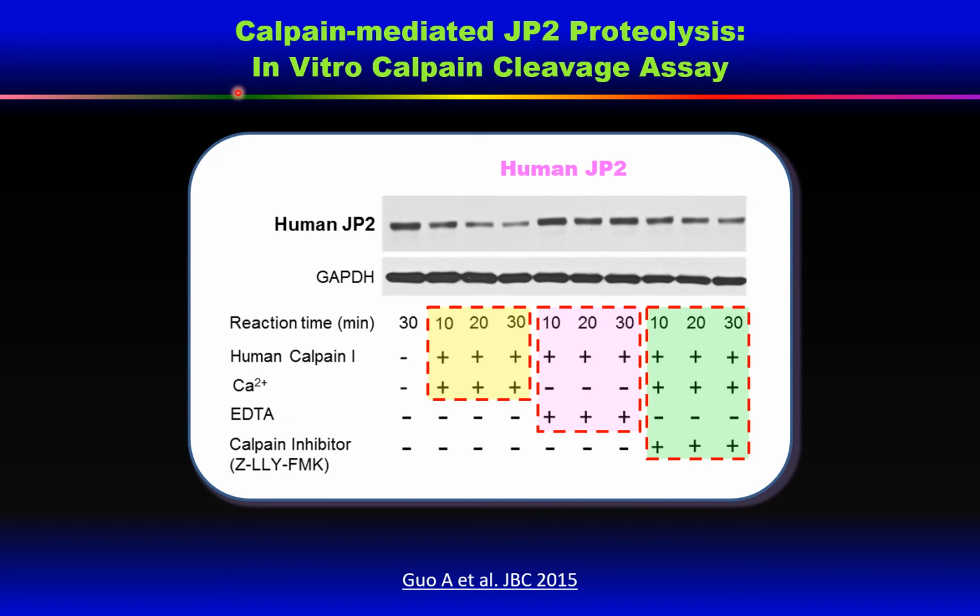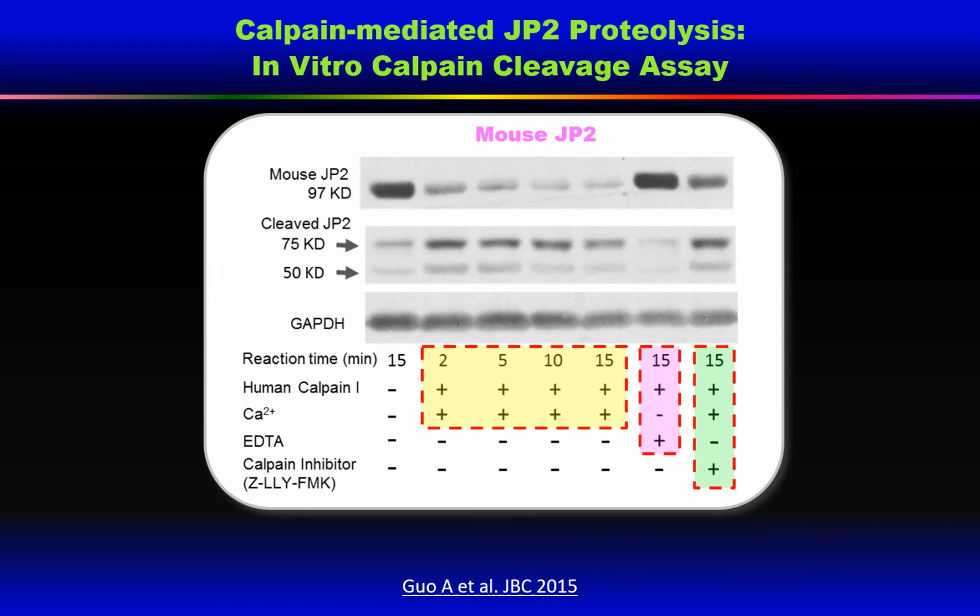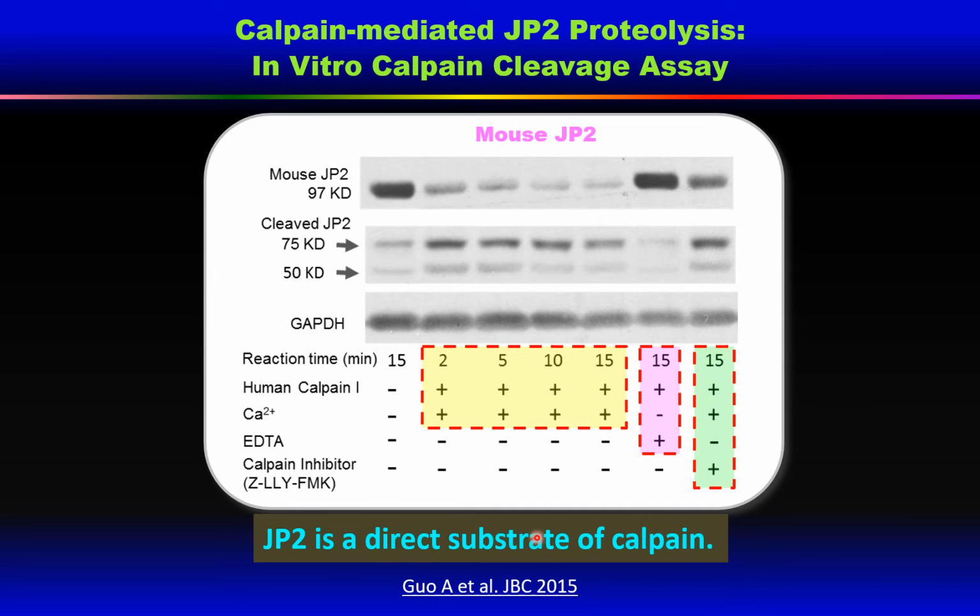More specifically, using an in vitro calpain cleavage assay by mixing human heart lysates together with human calpain-1 and calcium in a reaction medium, we found calpain can induce a time- and calcium-dependent degradation of JP2, which can be blocked by EDTA, a calcium chelator, and partially inhibited by calpain inhibitor. This is also true for mouse Junctophilin-2. Together, these data suggest that Junctophilin-2 is a direct substrate of calpain.